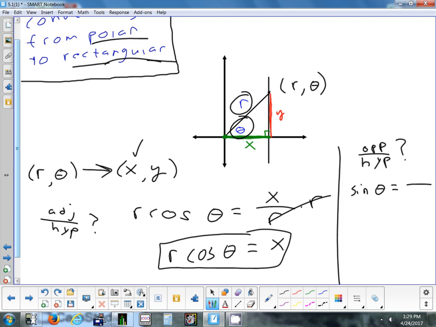What would go on the bottom? Opposite over hypotenuse. You're going to know r, you're going to know theta. We can get y by itself the same way we did with cosine. Multiply both sides by r. Okay, so there is your formula to find y. And using those two formulas, that's how you convert polar to rectangular.